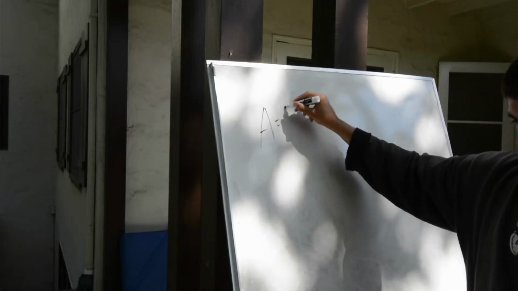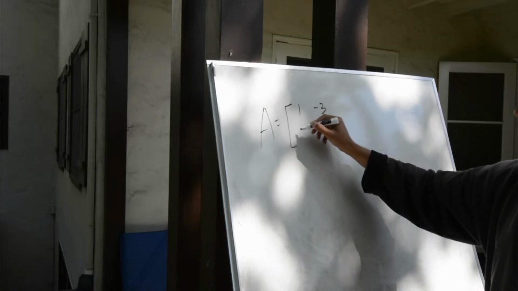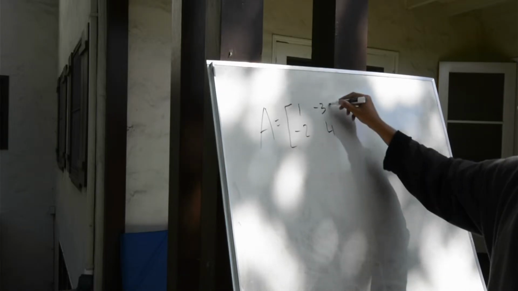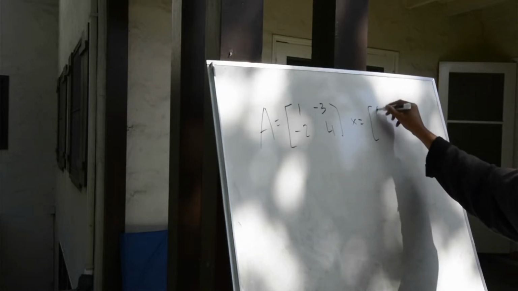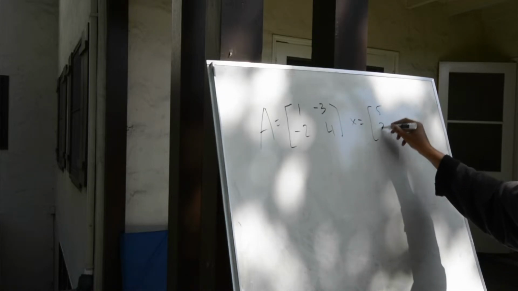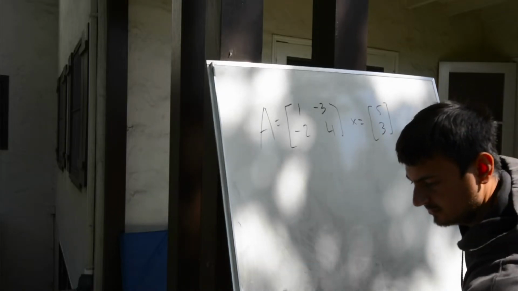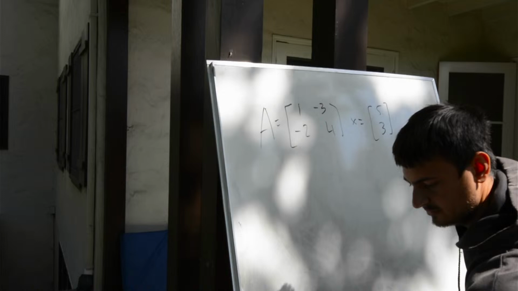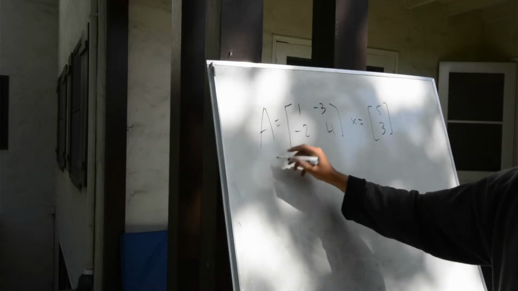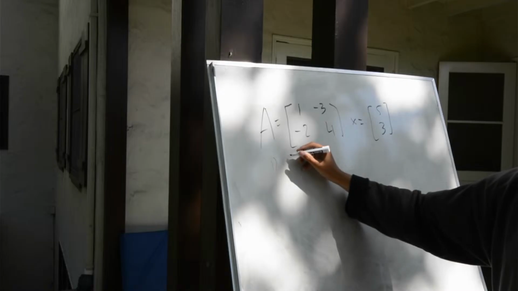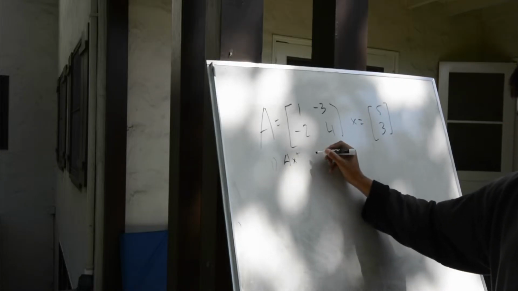A is equal to 1, minus 3, minus 2, 4. X is equal to 5, 3. All right, we need to compute AX transpose.